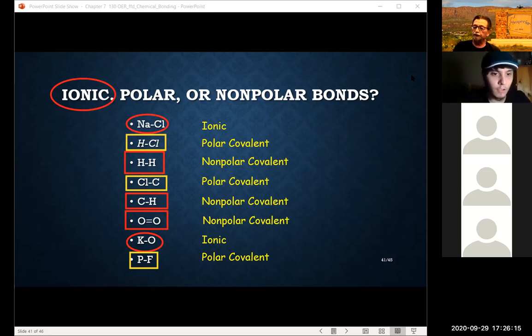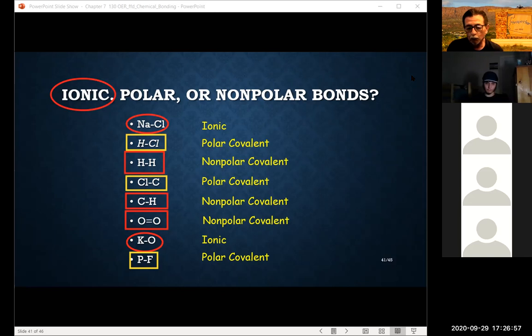Because remember the criteria for being ionic was a metal and a non-metal. Potassium is the metal and the oxygen is the non-metal. Therefore, ionic. Just remember metal, non-metal, ionic. Non-metal, non-metal, covalent. And then within the subcategory of covalent, it would be polar, non-polar.